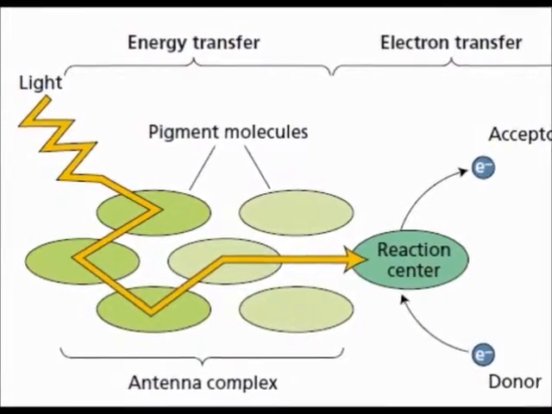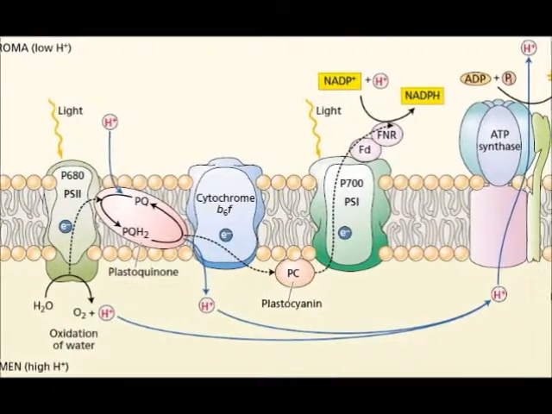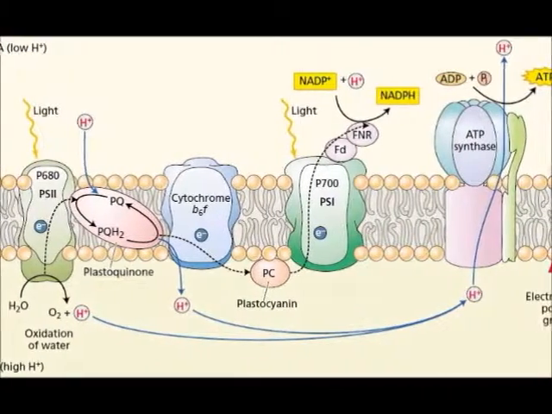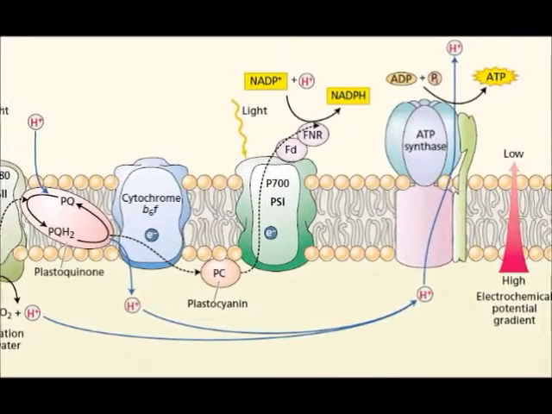Light energy is also used to generate a proton motive force across the thylakoid membrane, which is used to synthesize ATP. The transfer of electrons and protons in the thylakoid membrane is carried out vectorially by four protein complexes. Water is oxidized and protons are released in the lumen by photosystem 2. Photosystem 1 reduces NADP+ to NADPH in the stroma via the action of ferredoxin and the flavoprotein ferredoxin NADP reductase.